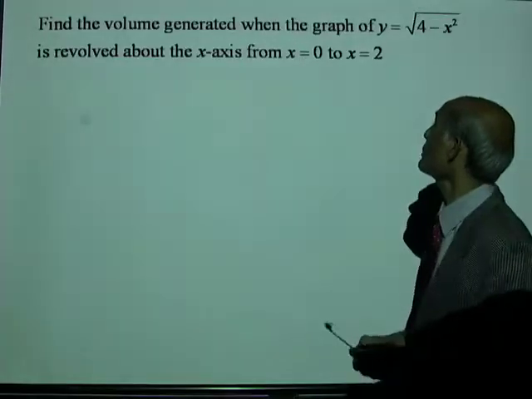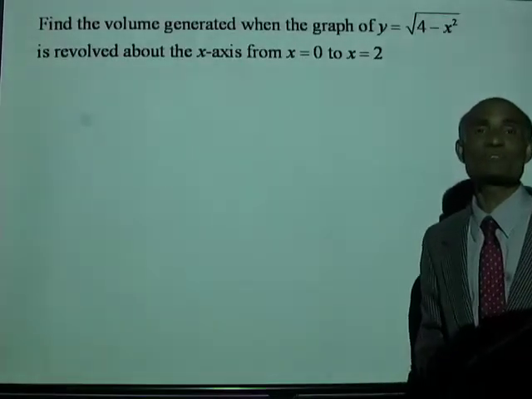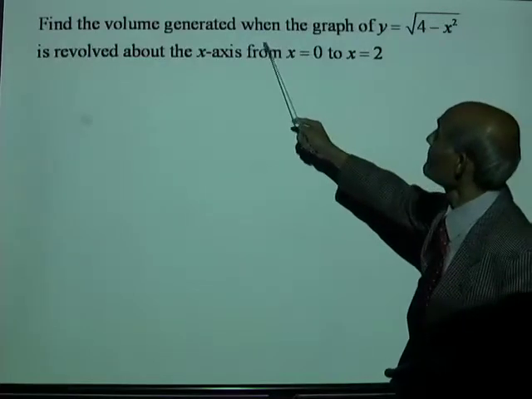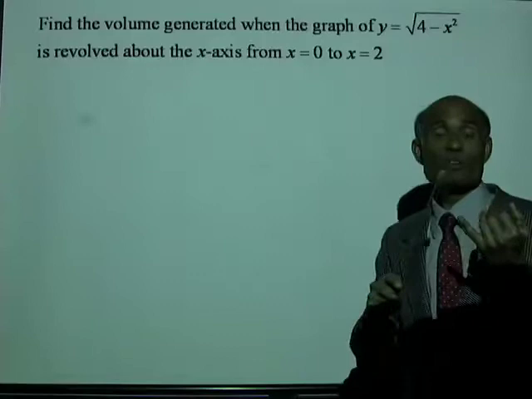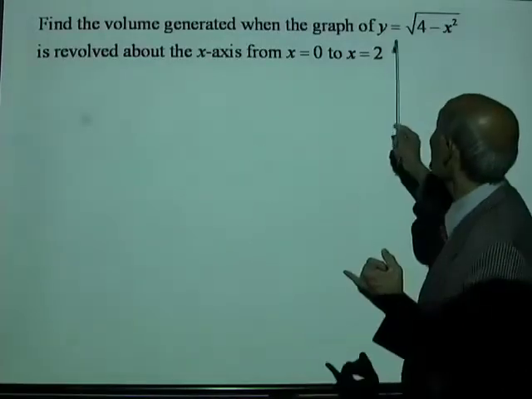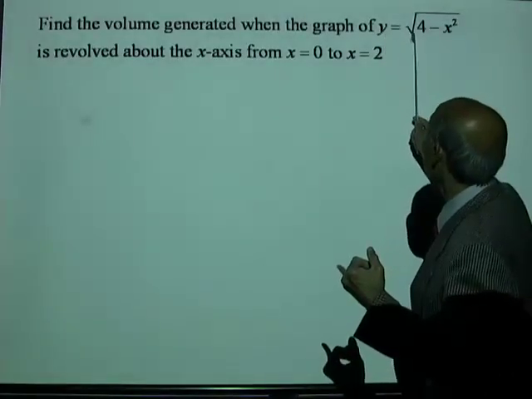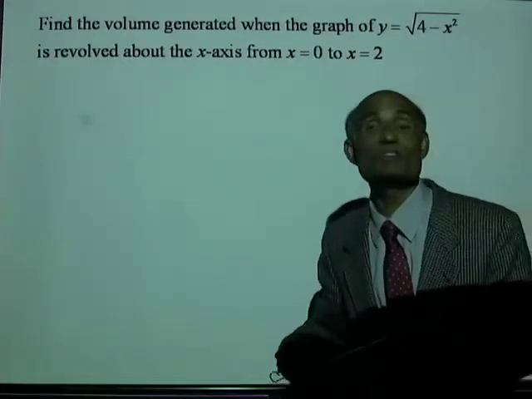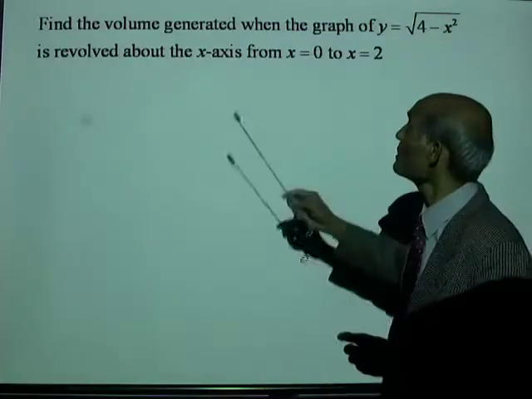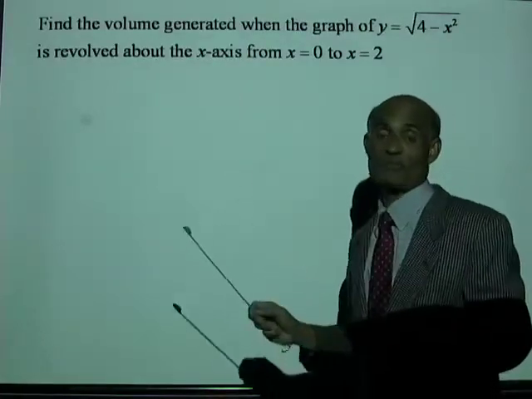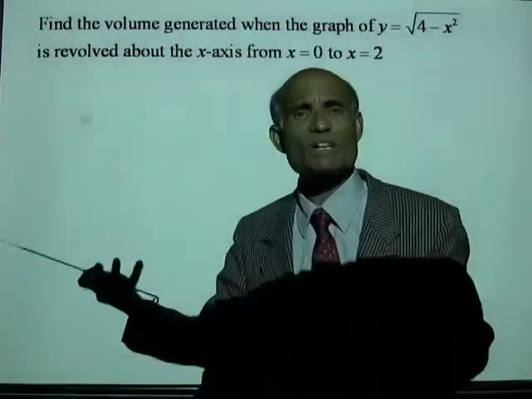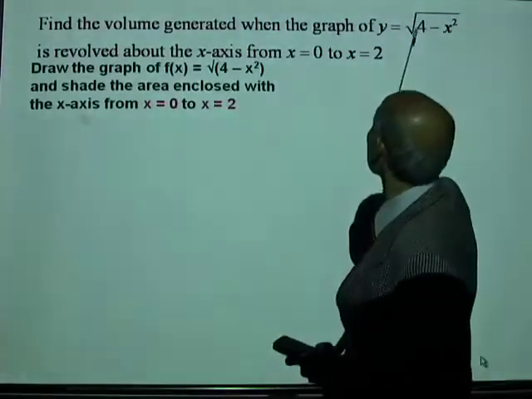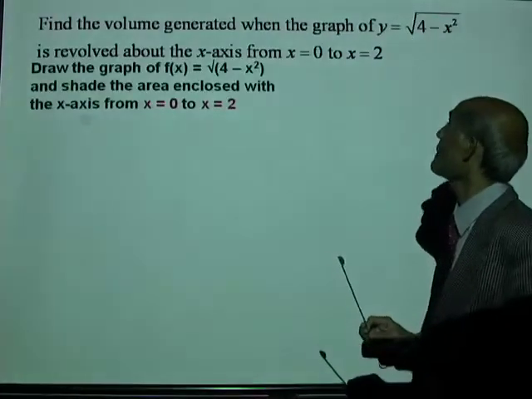...is from x equal to 0 to x equal to 2. Now, first of all, we need to revolve the area enclosed by y equal to square root of 4 minus x squared. The function is a function of x, and we revolve it about the x-axis. Alright, the first thing to do is to draw a diagram. So, draw the graph of f of x equal to square root of 4 minus x squared.